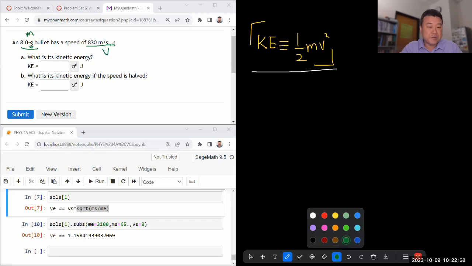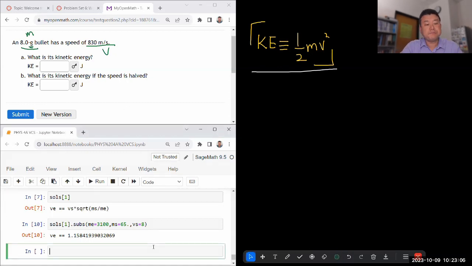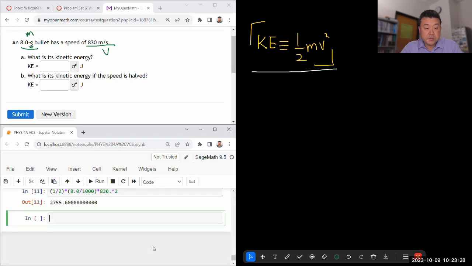Seems almost unreasonably fast, but okay. So some speed of wave. Since it's asking for kinetic energy, let me just plug in the numbers and get the kinetic energy. It has 1 half times the mass. I'm going to have the 8 grams divided by 1,000 for kilograms, times the speed, 830 squared. And I'm putting these dots in to make sure that it does decimal approximation. So it is pretty high. Yeah, 2756 joules.